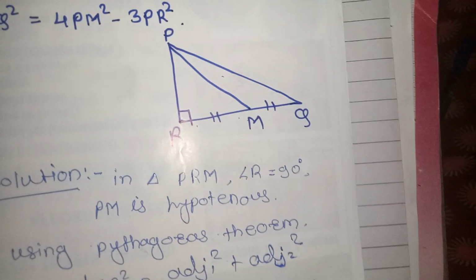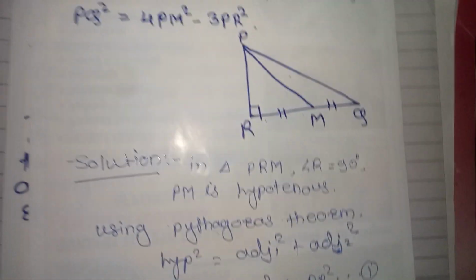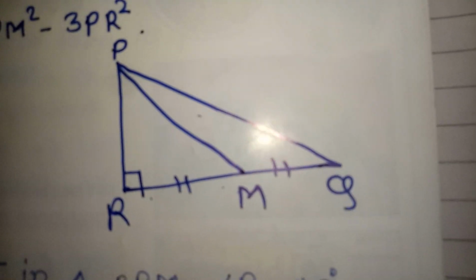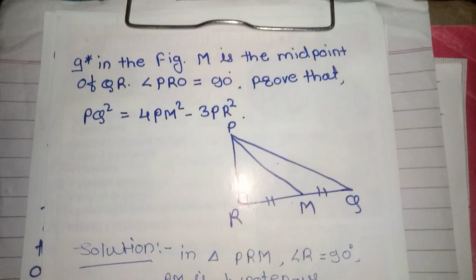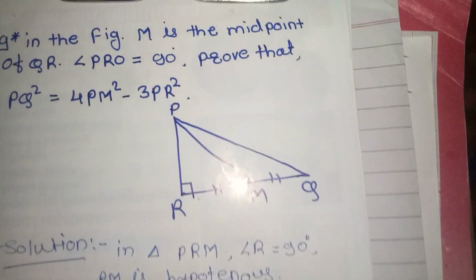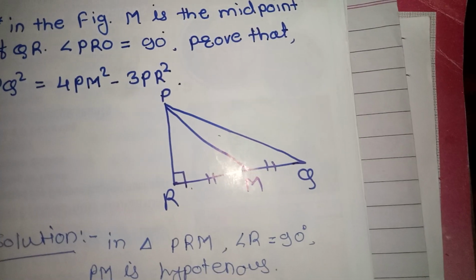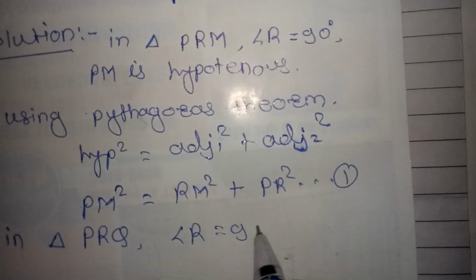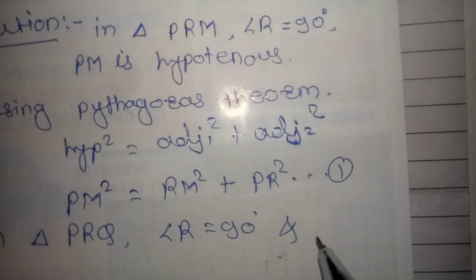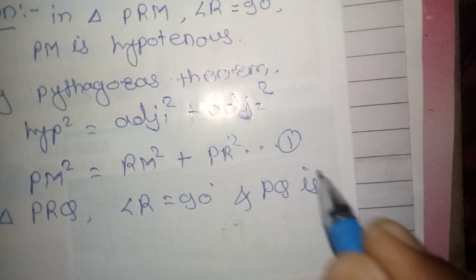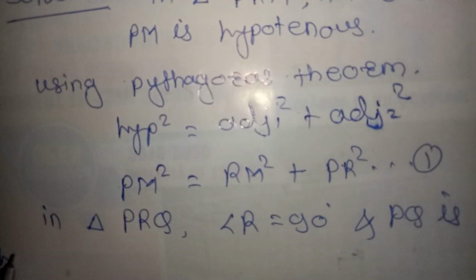So it is equation first. So now see, we have considered the first triangle. Later we have to consider the next triangle. In triangle PRQ, angle R is equal to 90 degrees and PQ is the hypotenuse.